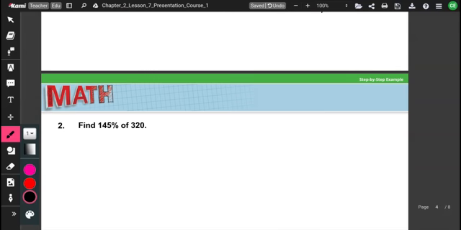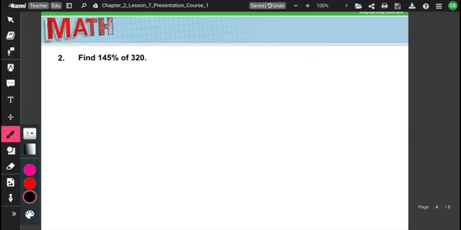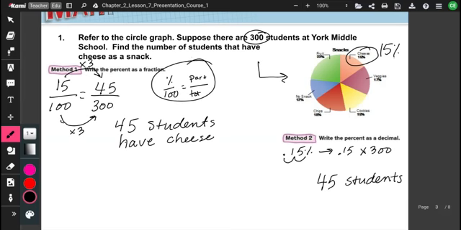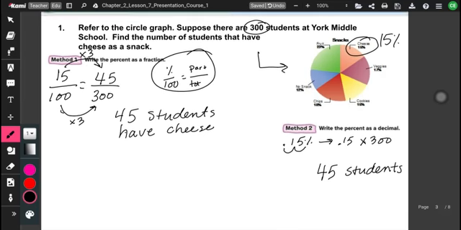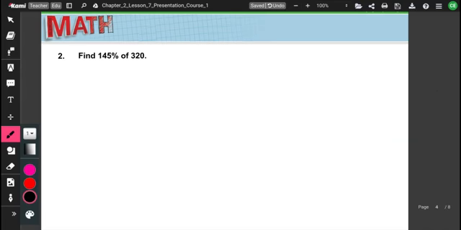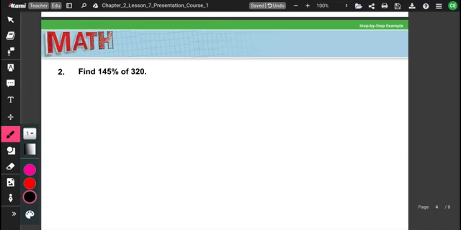All right, next we are on example 2, which is percents greater than 100 or less than 1. So number 2, we have find 145% of 320. Just like how I did up here, percent over 100 equals part over total. I still got the answer correct, but I'm going to show you guys how I do it.